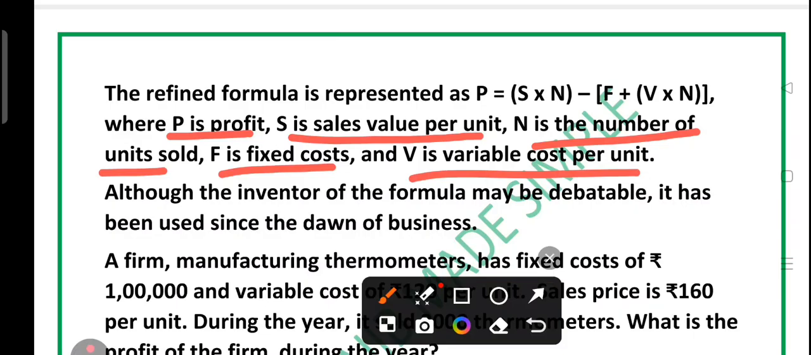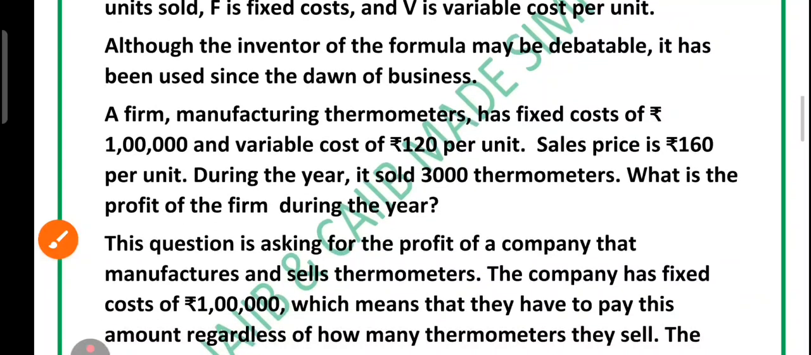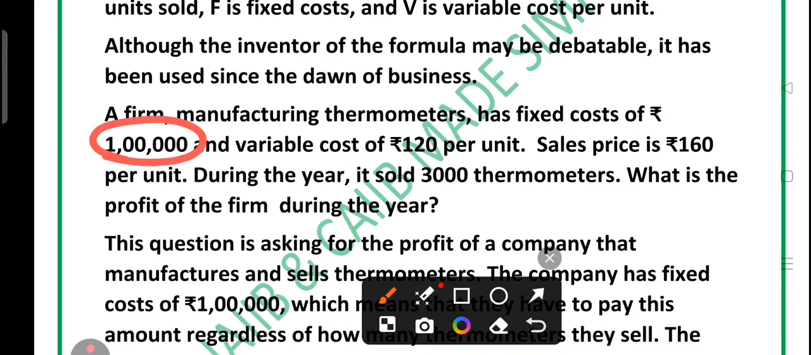So let me give you one example to illustrate it. One example is given in your book. Let me explain using this. Suppose there is a firm making thermometers. They have fixed cost given as how much? You can see this is your fixed cost. 1 lakh is the fixed cost, like rent, like salaries, this can be fixed cost.